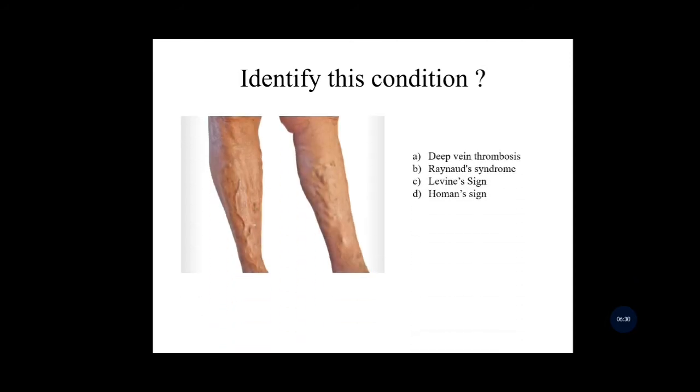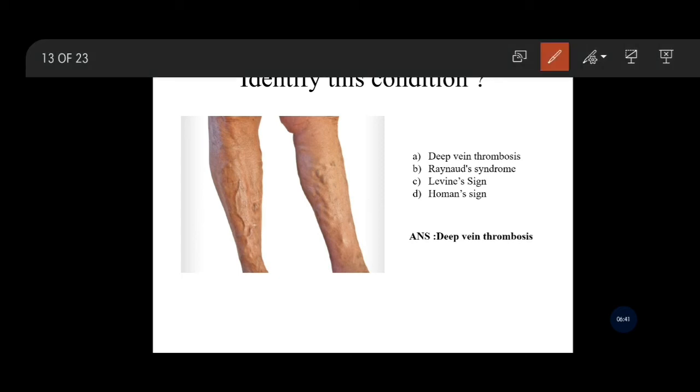Identify this condition. Options: deep vein thrombosis, Raynaud syndrome, Levine sign, Homan sign. The right answer is deep vein thrombosis. Deep vein thrombosis means there is coiling or varicosity of the veins in the lower legs. Especially you can see it in the deep veins of the lower leg.